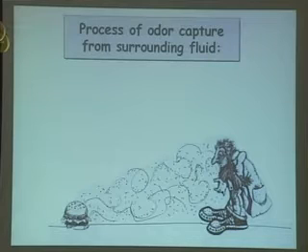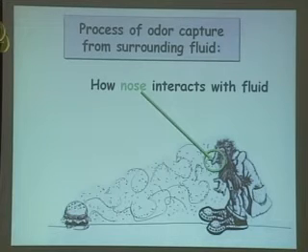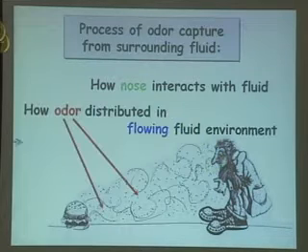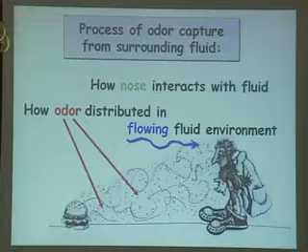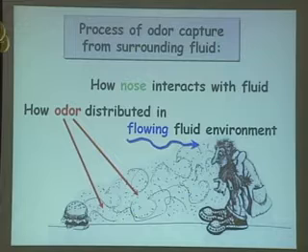One critical aspect of that process is how the nose itself interacts with the water or the air around an organism. But if we want to understand what the nose is capturing when it's doing its smelling, we also need to understand how odors are distributed in the environment, because fluids in the environment, water or air, move around. So what's the odor distribution like in the habitat where an organism is smelling things?